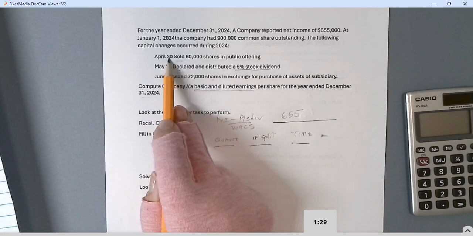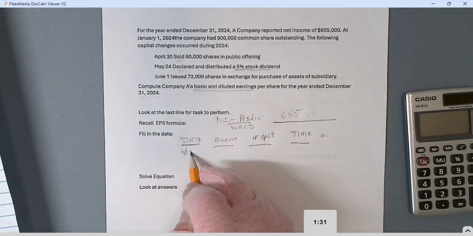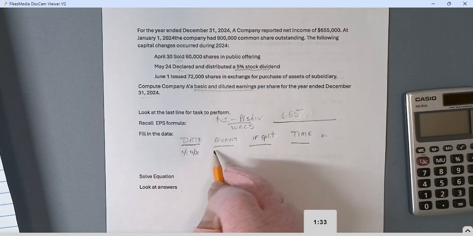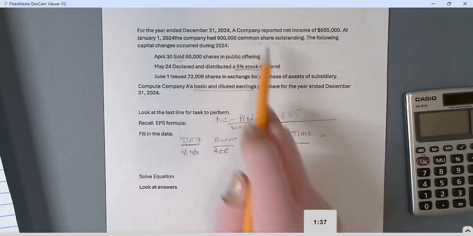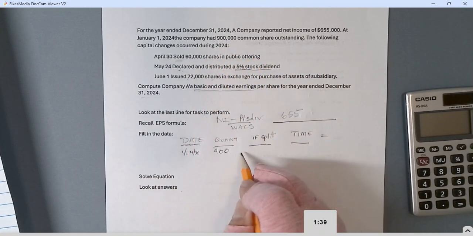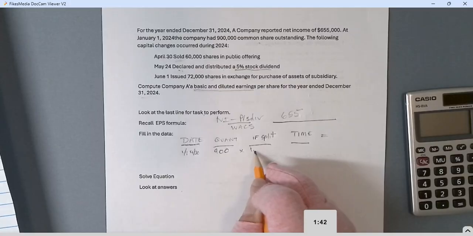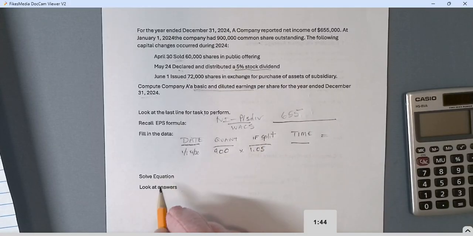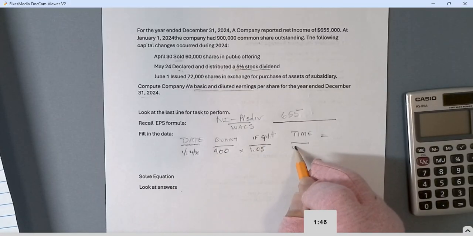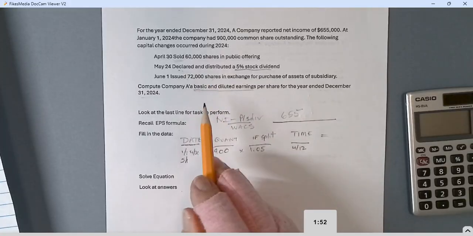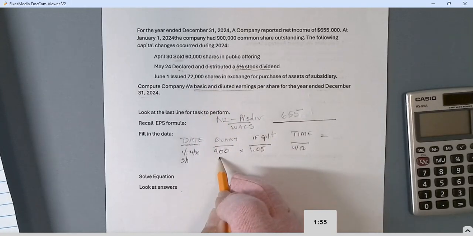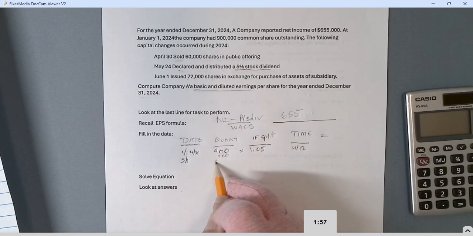I start at 1/1. My first transaction is 4/30. And I have started out with 900 common shares. And I had a split of 1.05 for that layer. And I'm outstanding 4/12. For 5/1, I have sold 60. So I have 960.